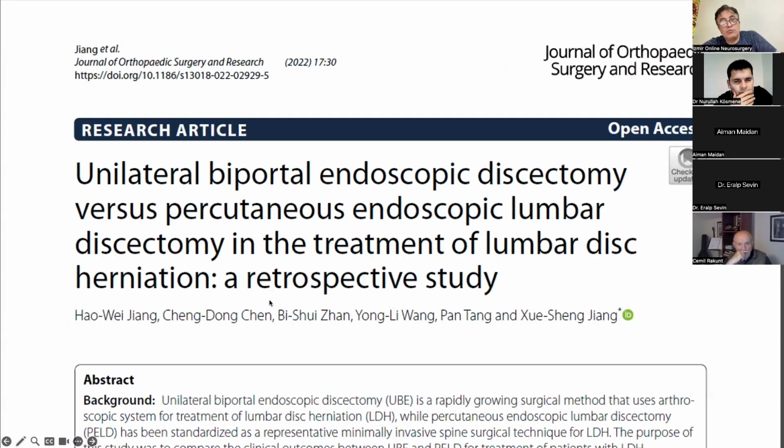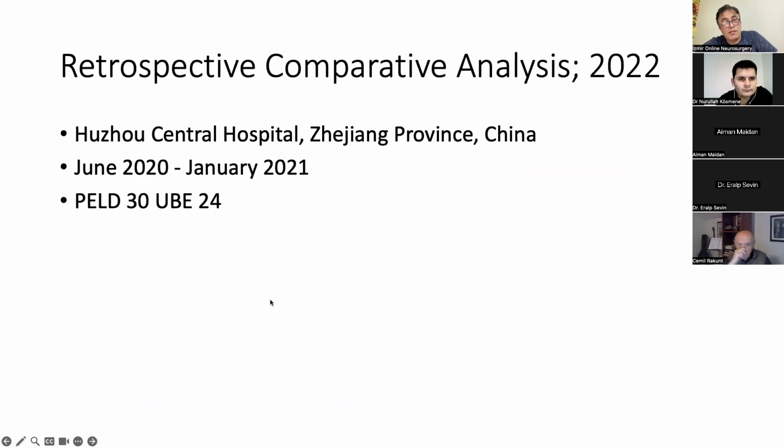This publication is also from 2022. The cases were operated on between June 2020 and January 2021. There are 30 transforaminal discectomies and 24 unilateral biportal discectomies.